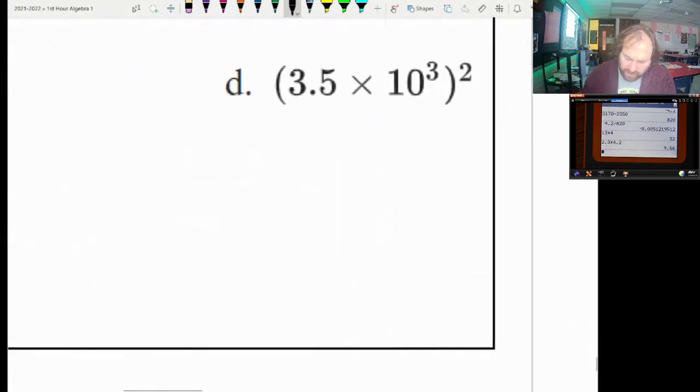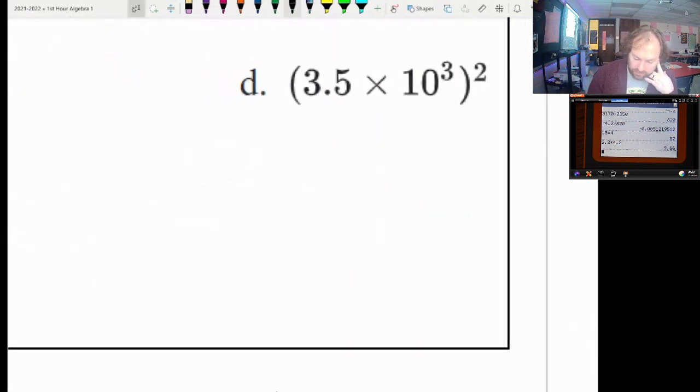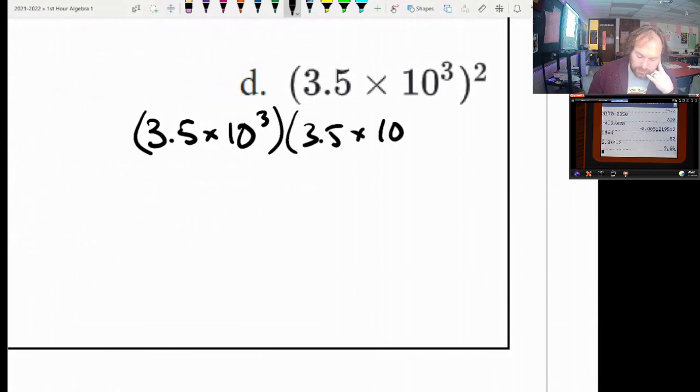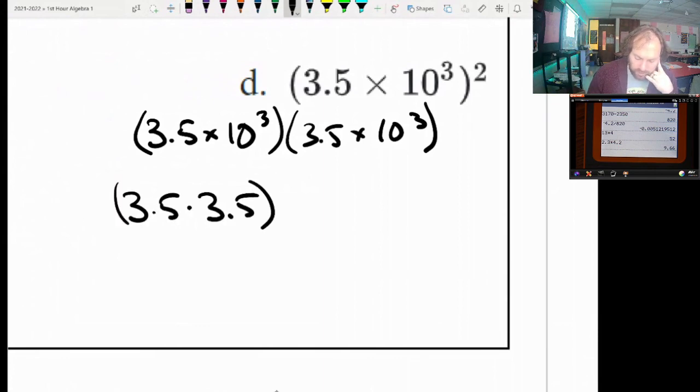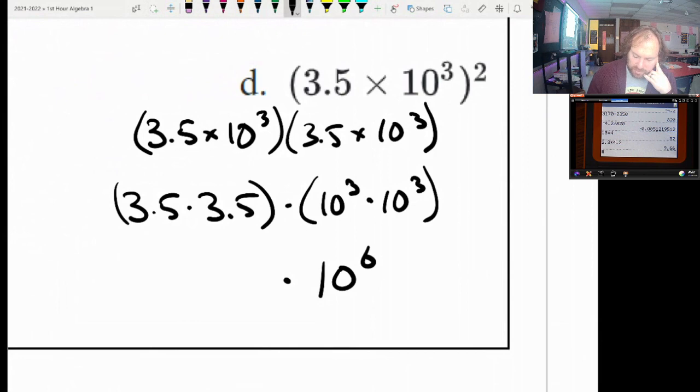Question 3.5, this is going to ask us to square this. So remember, this is 3.5 times 10 to the third times 3.5 times 10 to the third. When you square something, you multiply it by itself. So we need 3.5 times 3.5 over here on the one part, and then we're going to have times 10 to the third times 10 to the third. So the 10 to the third power are going to become 10 to the sixth power. That's cool. But then 3.5 times 3.5 is going to be 12.25, and I like that answer quite a bit.